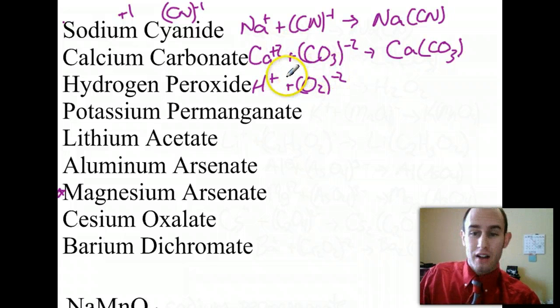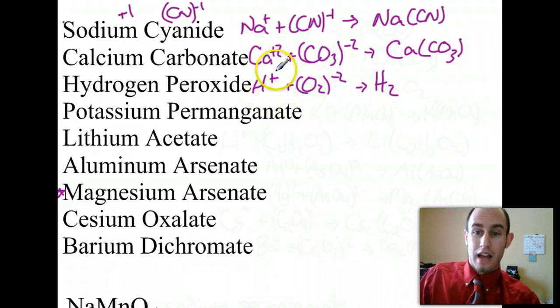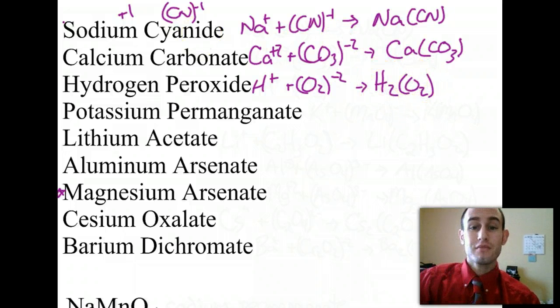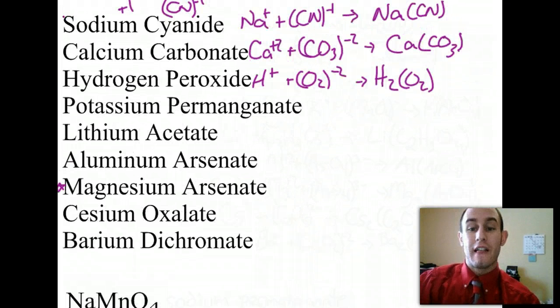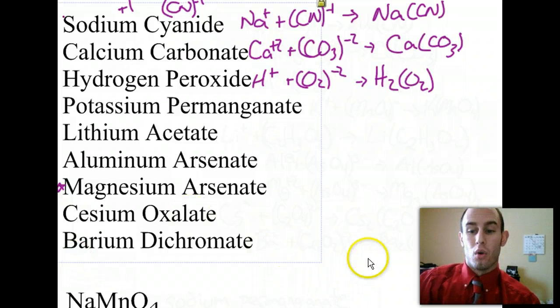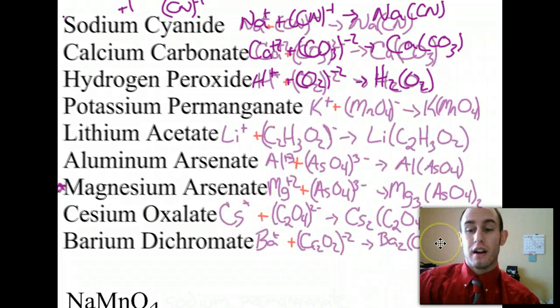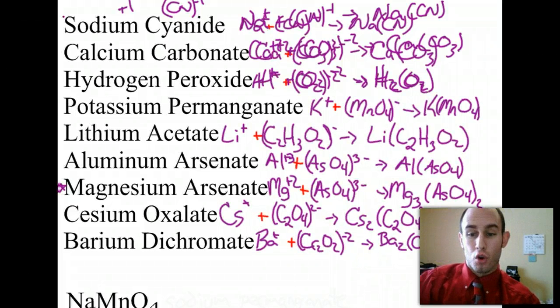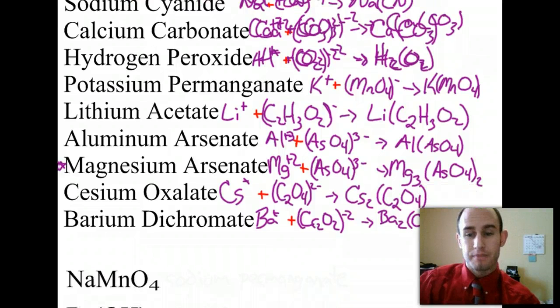Uh-oh, charges don't balance. Crossover method, I'm going to get H2 because I take this 2 and I bring it right down there. And this 1 goes right here, so it's H2O2. +2, -2, overall neutral. I really suggest try these examples as you see them here. Try them out, see what you get. For the rest of these examples, there's your answers if you do work them out. Pause the video, write them down.